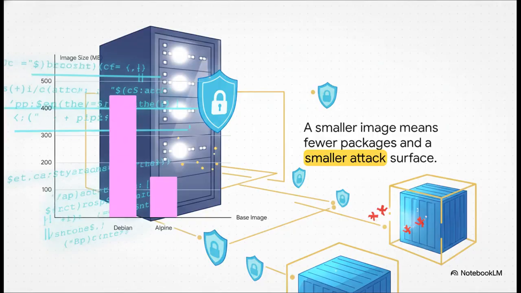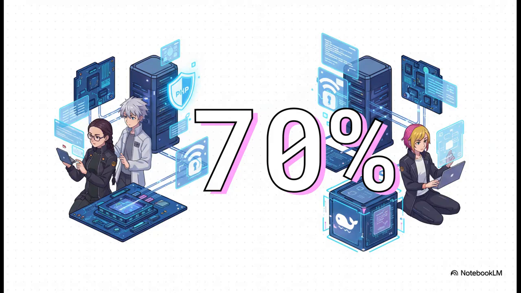And here's a really stark visualization of that difference. The Debian image is a hefty 450 megabytes, while the Alpine image is just a fraction of that. A smaller image means fewer packages, fewer libraries, and because of that, a much smaller attack surface for any potential threats. And it all boils down to this one number. The Alpine image is roughly 70% smaller. I mean, think about that. It's a massive reduction in potential security risks right out of the box.